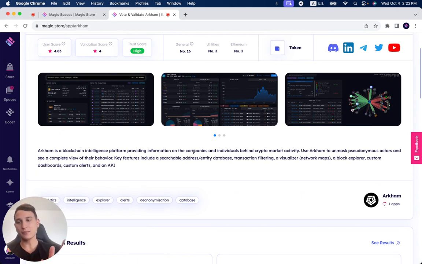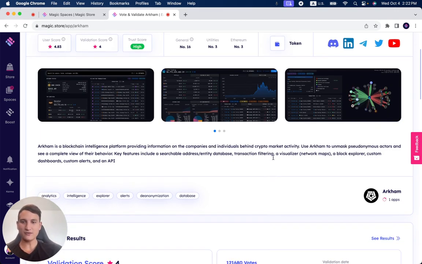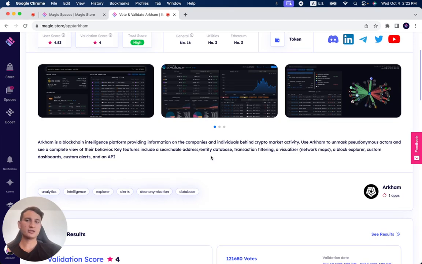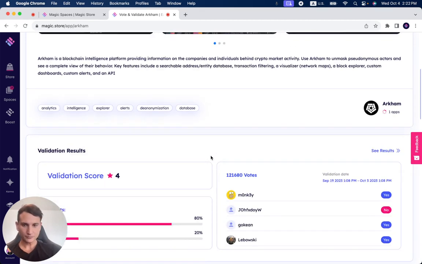So Arkham is a blockchain intelligence platform providing information on the companies and individuals behind crypto market activity. Use Arkham to unmask pseudonymous actors and see a complete view of their behavior. Key features include a searchable address/entity database, transaction filtering, a visualizer, network maps, a blockchain explorer, custom dashboard, custom alerts, and an API.